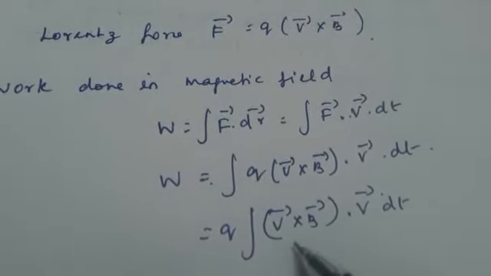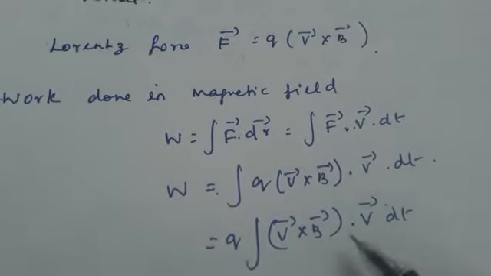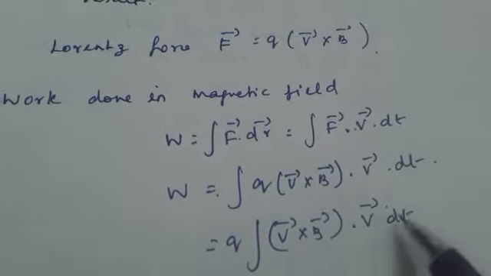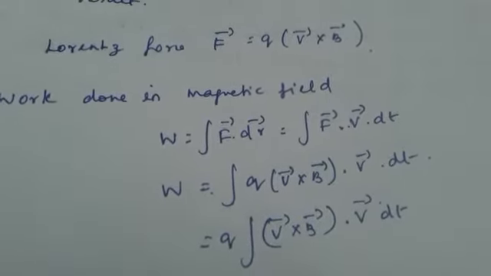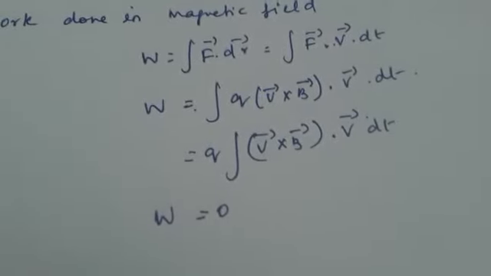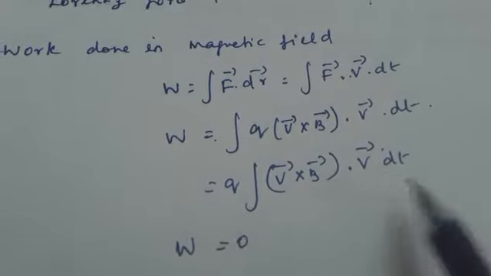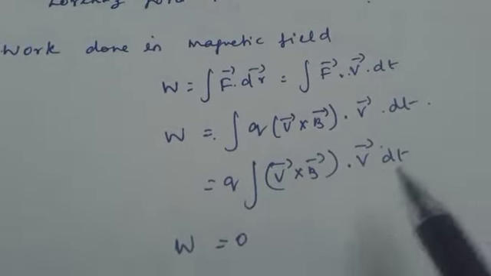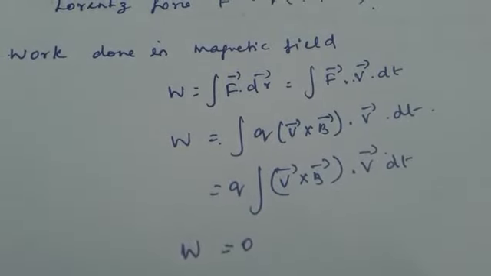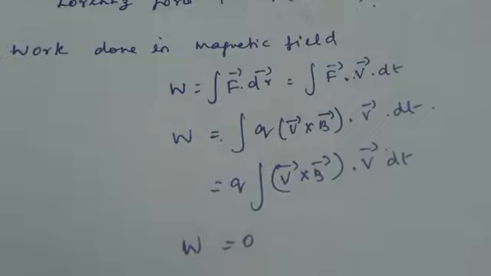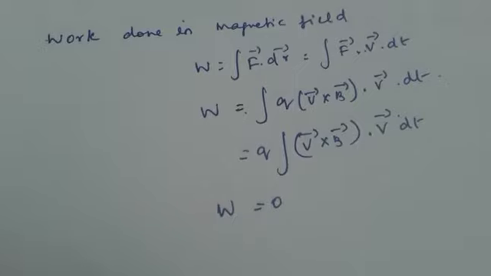Now here v cross B vector and v vector are perpendicular to each other. So the dot product of these two will be 0. So work done will be 0. Why is it 0? Because v cross B vector and v vector are perpendicular to each other. Therefore, the Lorentz force does not do any work on the particle.